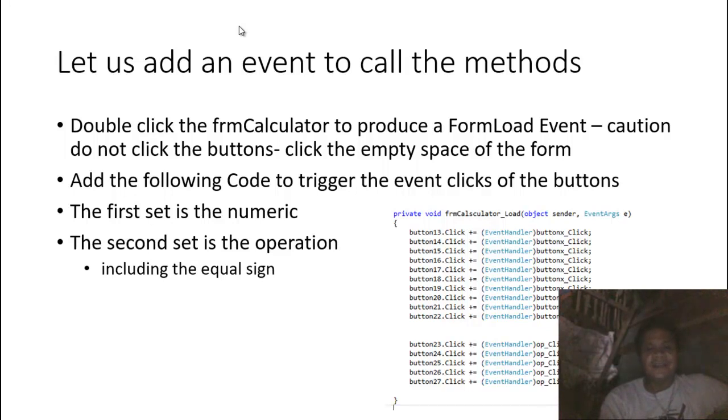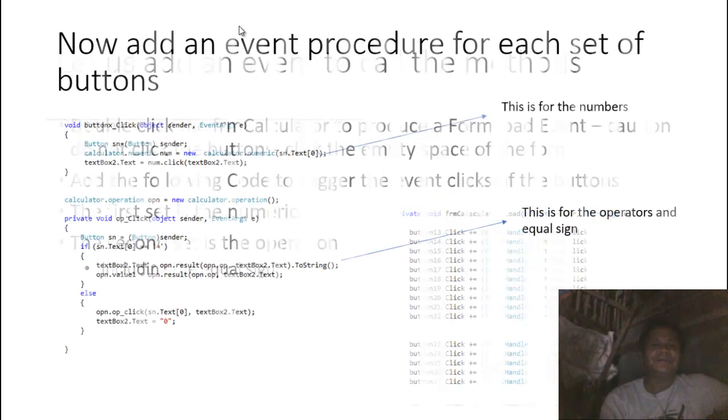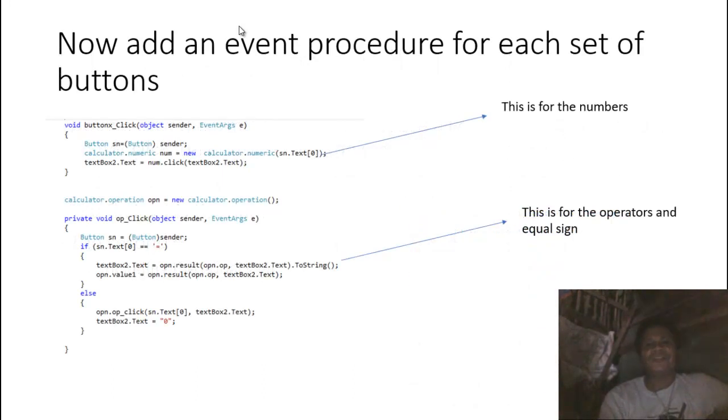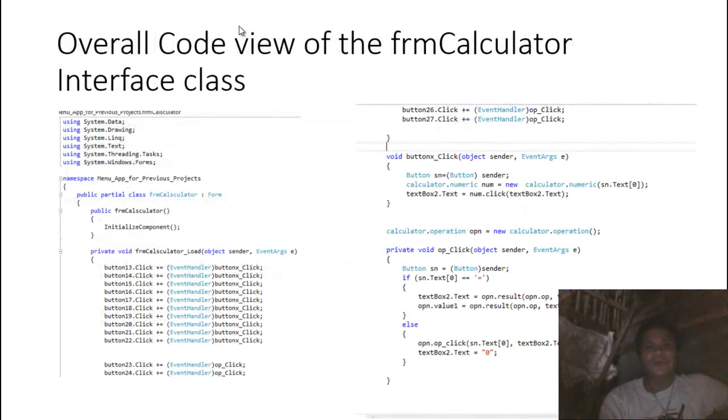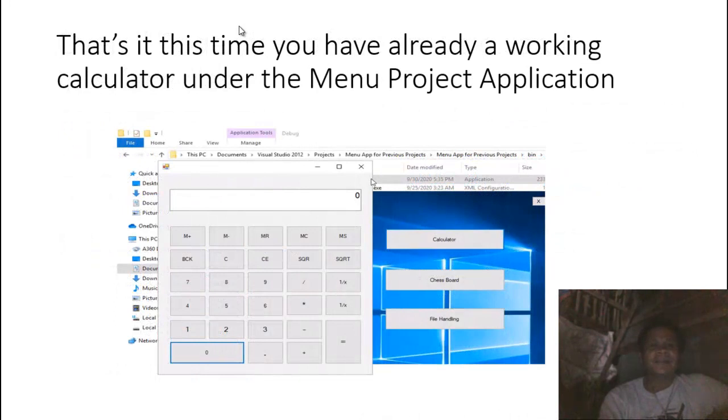The first set is the numeric. The second set is the operation, including the equality sign. Now add an event procedure for each set of buttons. Overall code view of the frmCalculator interface class. That's it. This time you already have a working calculator under the menu project application.